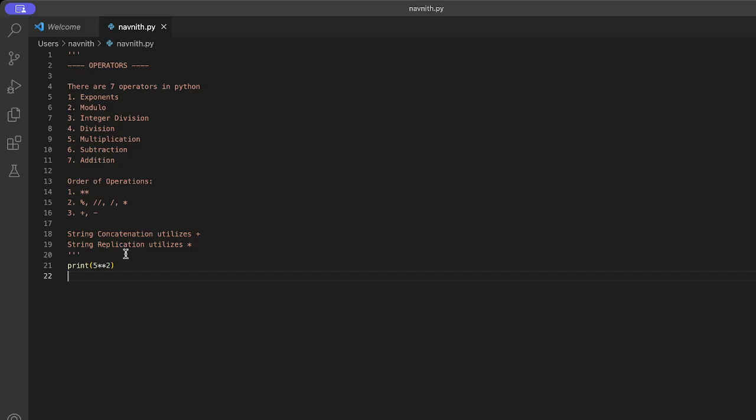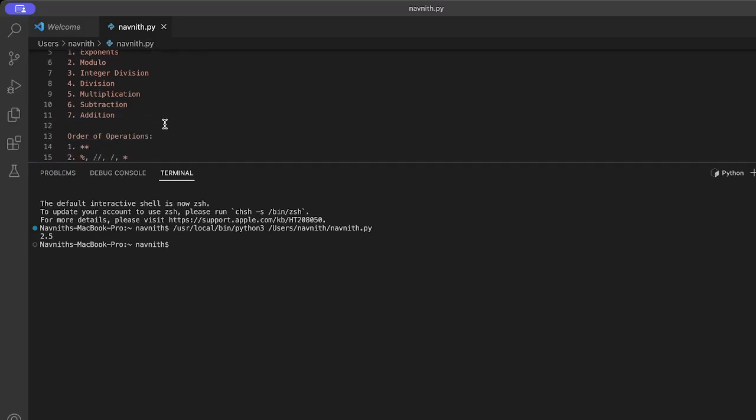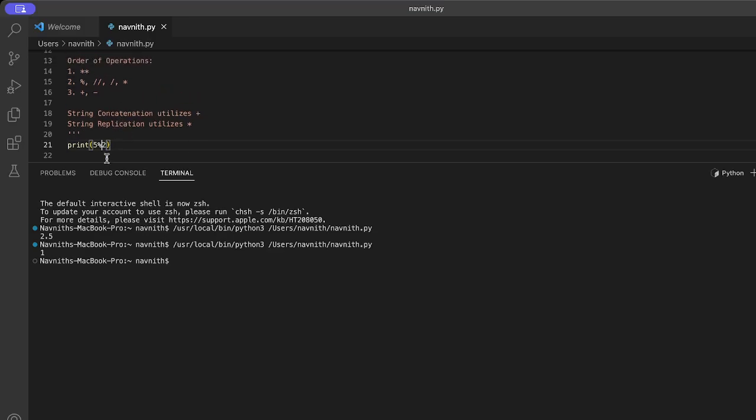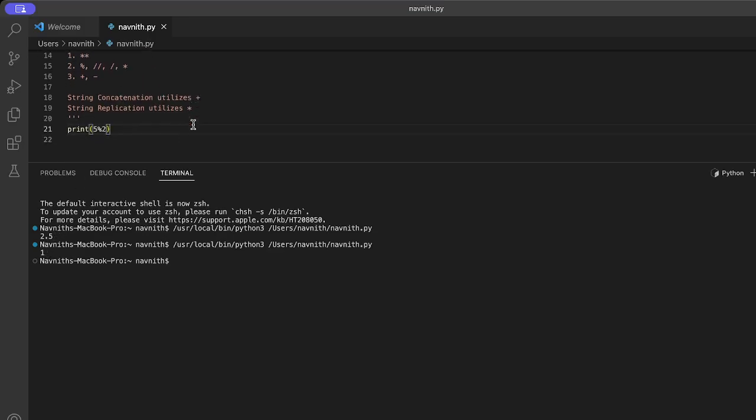The next one we have is the modulus. The modulus is denoted by a percent sign. Now, what the modulus does is divide the two numbers and take the remainder. So for example, let's divide 5 by 2. We would get 2.5. But what the modulus would do is output 1. Because 5 divided by 2 is 2, we would only have a remainder of 1. And this means that the answer would be 1.